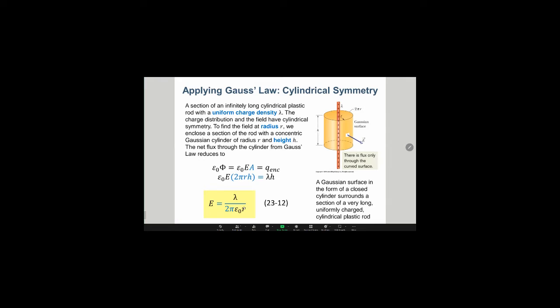Okay, so here, let me see. So here we talk about applying the Gauss law for cylindrical symmetry. So here it says a section of an infinitely long cylindrical plastic rod.